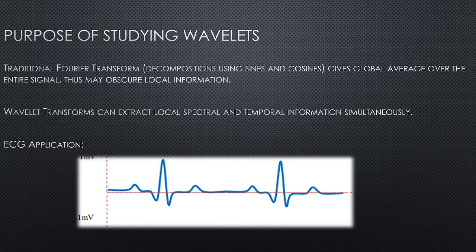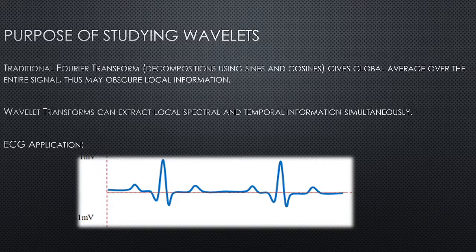This second application I thought of was in explaining about wavelets. Okay, now we have already studied Fourier transform, the DFT, the discrete Fourier transform, and we've studied FFTs, right? Now, basically, the traditional Fourier transform, okay, that uses decompositions of sines and cosines, basically gives a global average over the entire signal. Okay, so what happens in this is, if your signal has a similar pattern throughout, the Fourier transform would be a best option, right?